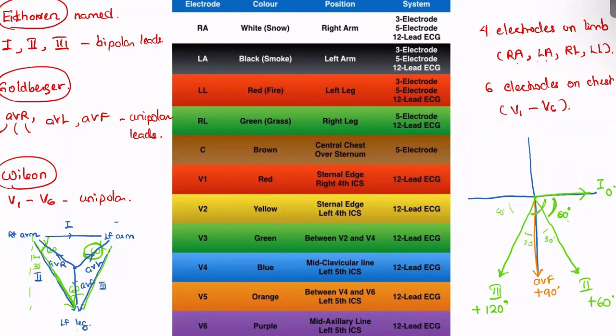For the AVL, it comes like this. It is the half of the 60 degree, so 30 degree, minus 30 degree, it is there. AVL, it is also 30 degree. So 30, 90, and it is the 60. It is 30, so it is minus 150 degree. It is the AVR.